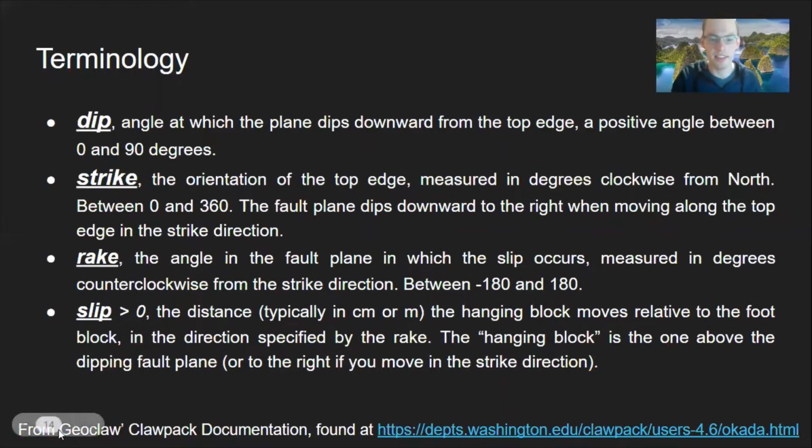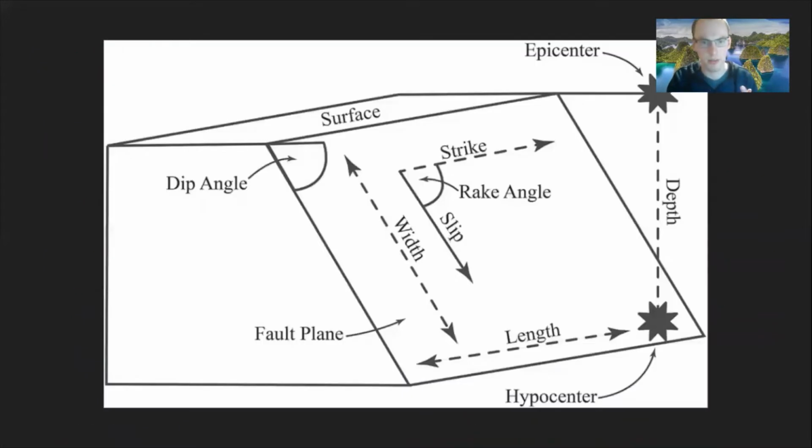I'm taking these definitions from GeoClaw's Clawpack documentation. This is what we're going to be using later on in our modeling. So for the sake of consistency, I'm going to rely on their definitions here, and we're going to break down some of these more complicated parts. We get back to this diagram.